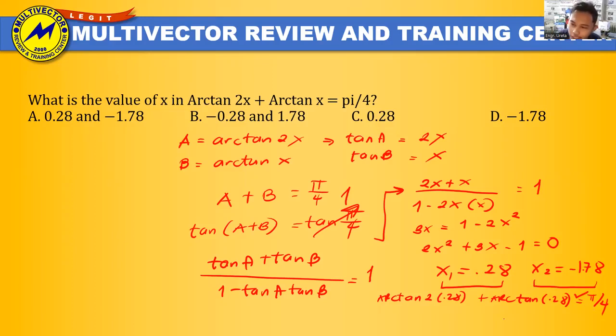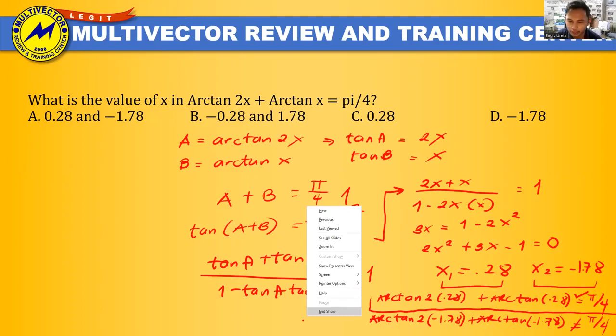Pero pagka yung isa yung sinubstitute natin, yung negative 1.78, so arctangent ng 2 times negative 1.78 plus arctangent naman ng negative 1.78, it does not equal, no? So hindi siya equal sa pi all over 4. Therefore ang i-consider lang natin na solution is yung una nating roots, which is actually 0.28. Okay, so letter C.